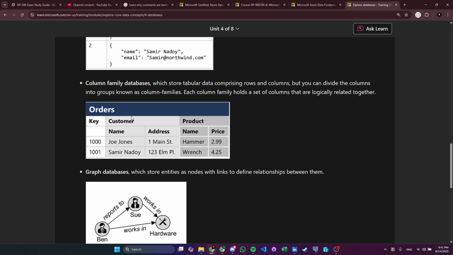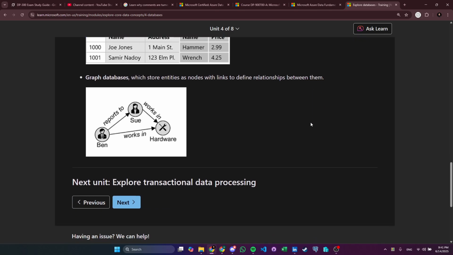But customer is a column family which contains the name and the address, and the product which contains the name and the price. So basically, what we see here is that under each column there is another column, but all of this is called the column family. And these column families are logically related to each other.